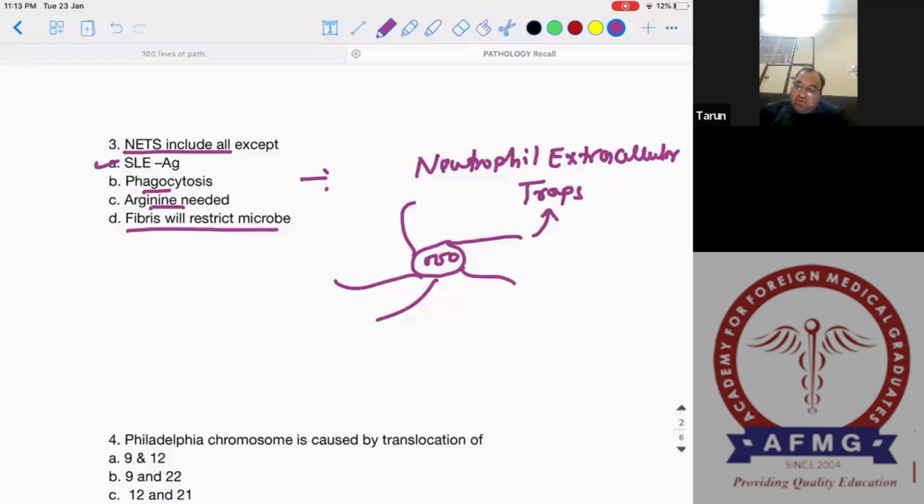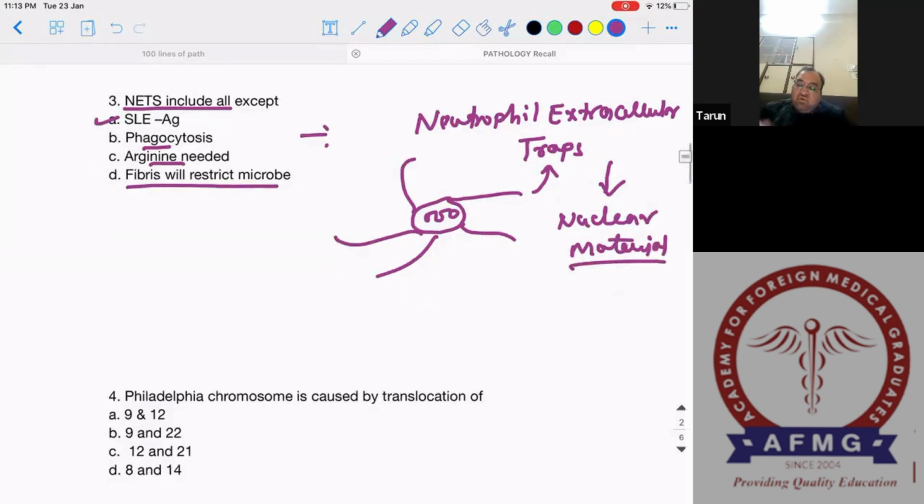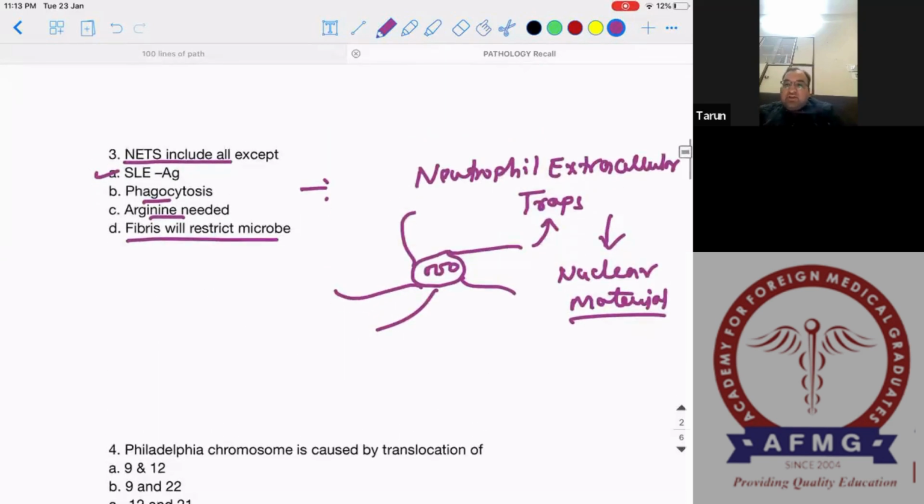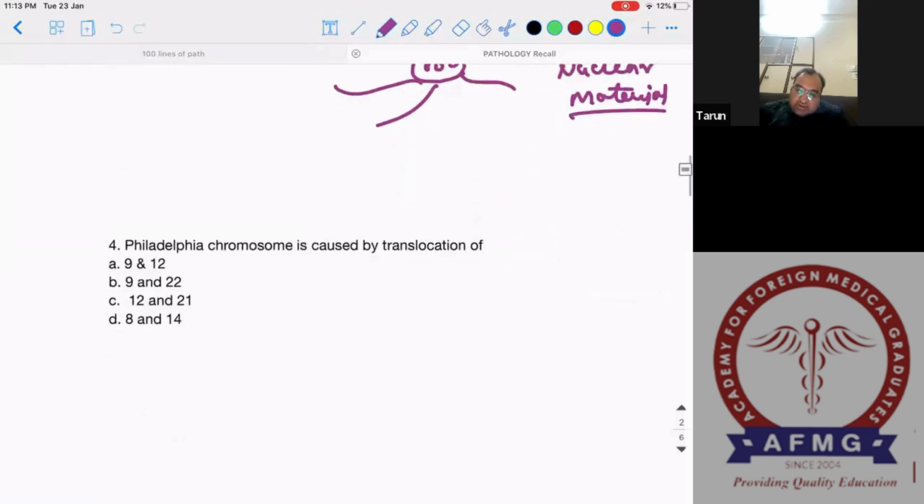Okay, and what is this neutrophil extracellular trap? In the class I told you what these neutrophil extracellular traps are made up of. They are made up of the nuclear material of the neutrophil. I told you in the class that this will be the question, that neutrophil extracellular traps consist of the nuclear material of the neutrophil. Great. Let's come to the next question.